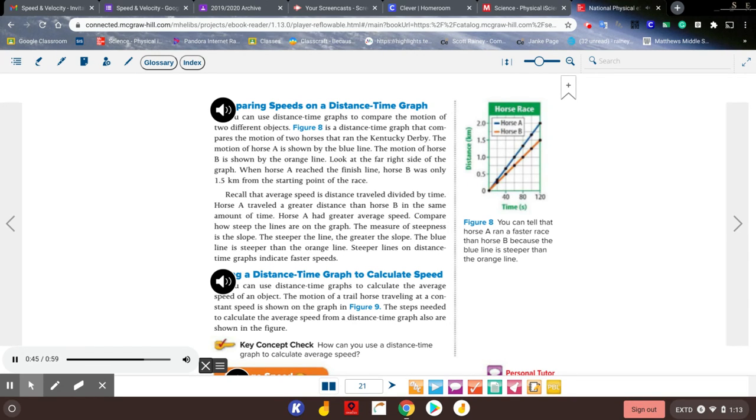Compare how steep the lines are on the graph. The measure of steepness is the slope. The steeper the line, the greater the slope. The blue line is steeper than the orange line. Steeper lines on distance time graphs indicate faster speeds.